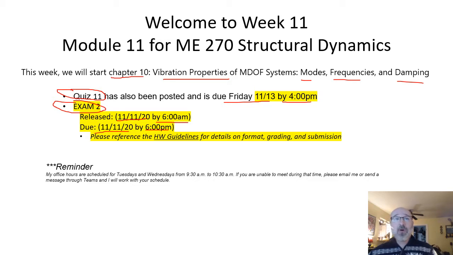It'll be the same format as exam number 1 and your homework problems as well. So please reference back to the homework guidelines, and you'll get information there on details, formatting, grading, and how to submit it. If you have any questions, please feel free to reach out. And a reminder, as always, my office hours are scheduled for Tuesday and Wednesday mornings from 9:30 a.m. till 10:30 a.m. But if you're not able to make it during this time, just send me an email or a chat and we can find a time that works for both of us.